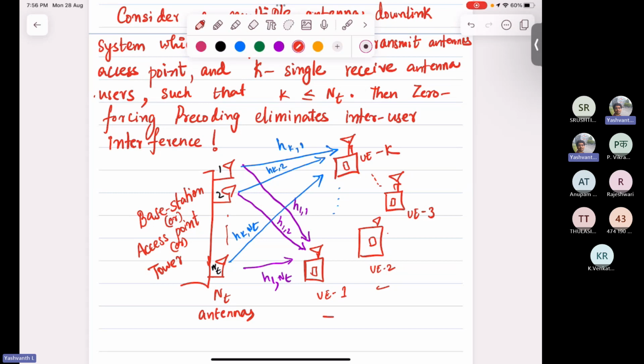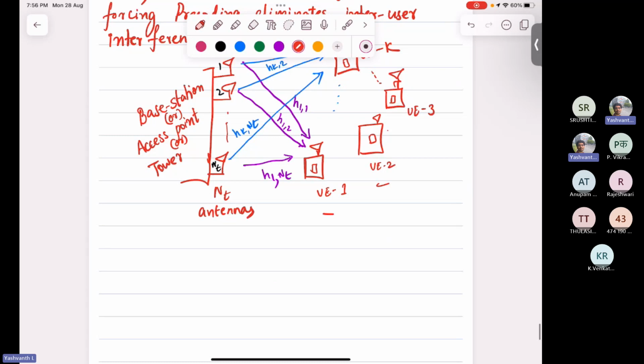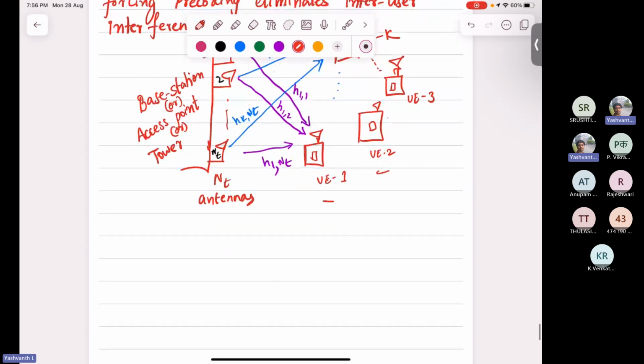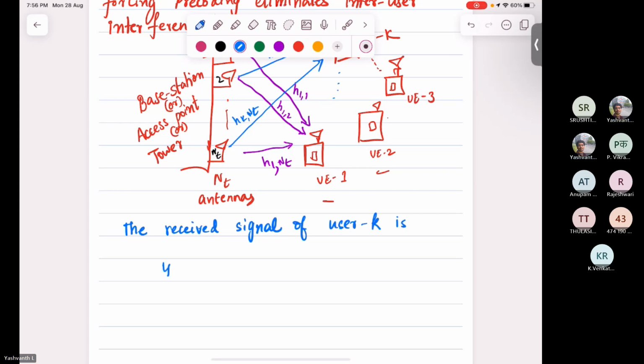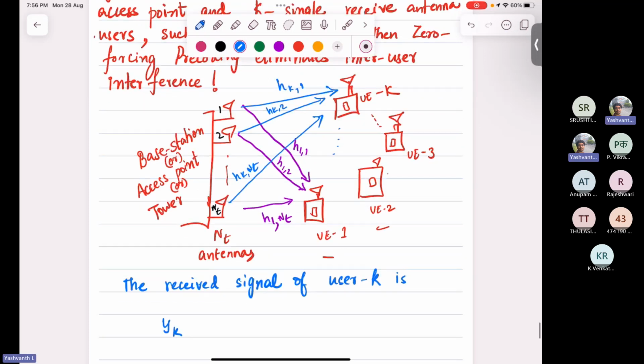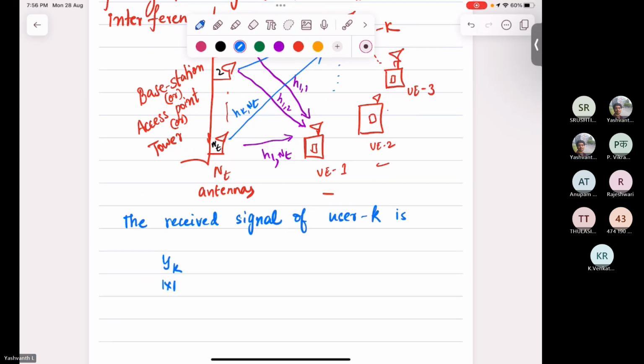So what is the processing? For that, let me write down the received equation. Let me consider a particular user, small k. The received signal of a particular user k is yk. It's a single antenna user, so it's a 1 cross 1 scalar, equal to hk transpose x plus nk.